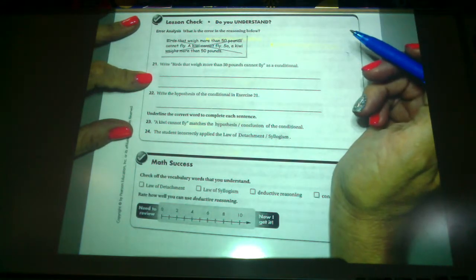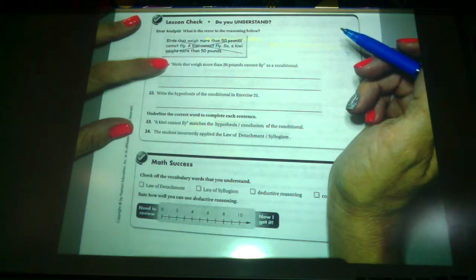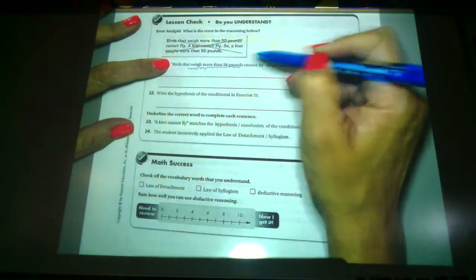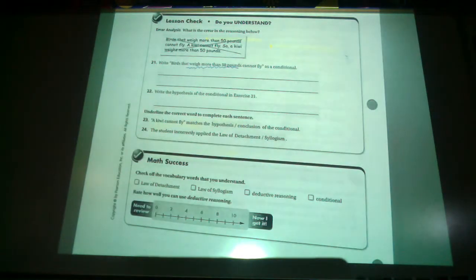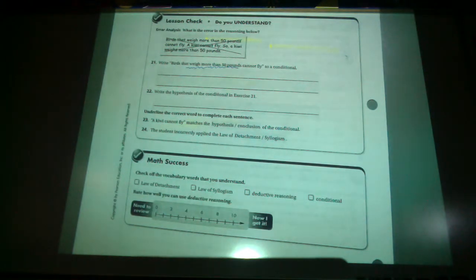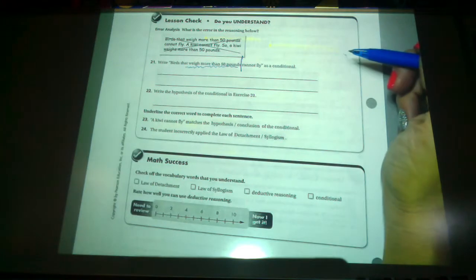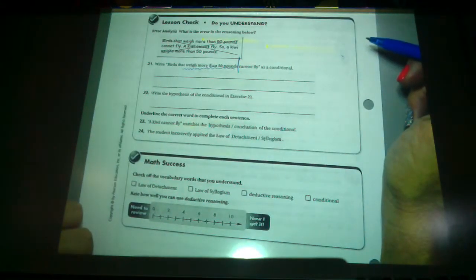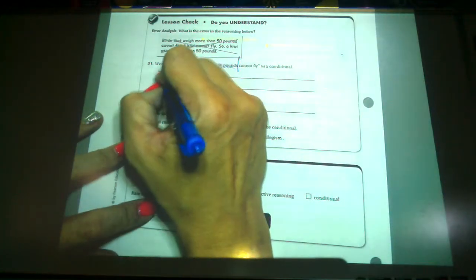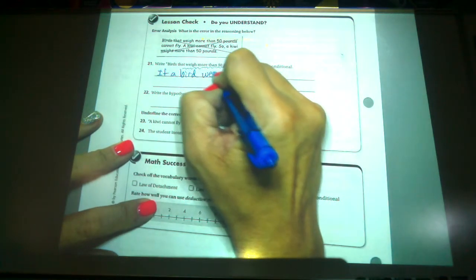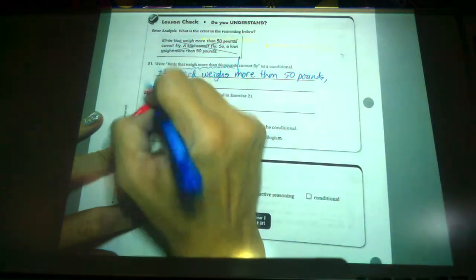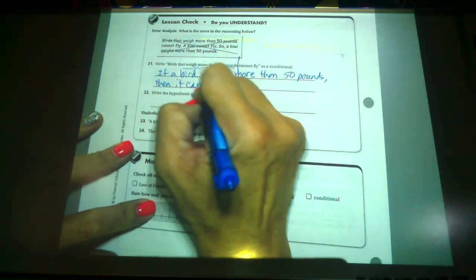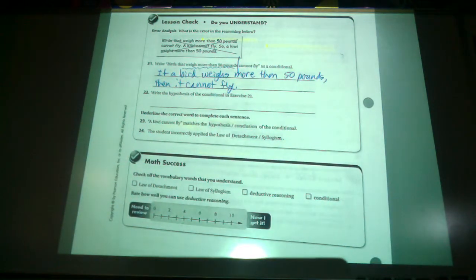So if, what? What's the subject of the sentence? Birds. But that weigh more than 50 pounds, doesn't that describe the bird? Doesn't it describe the subject of your sentence? So I can't cut the sentence here at birds. I have to cut it here because that's a phrase that describes that noun. So birds that weigh more than 50 pounds. If a bird weighs more than 50 pounds, then it cannot fly. Let's accept that as true. So that's statement number 1.